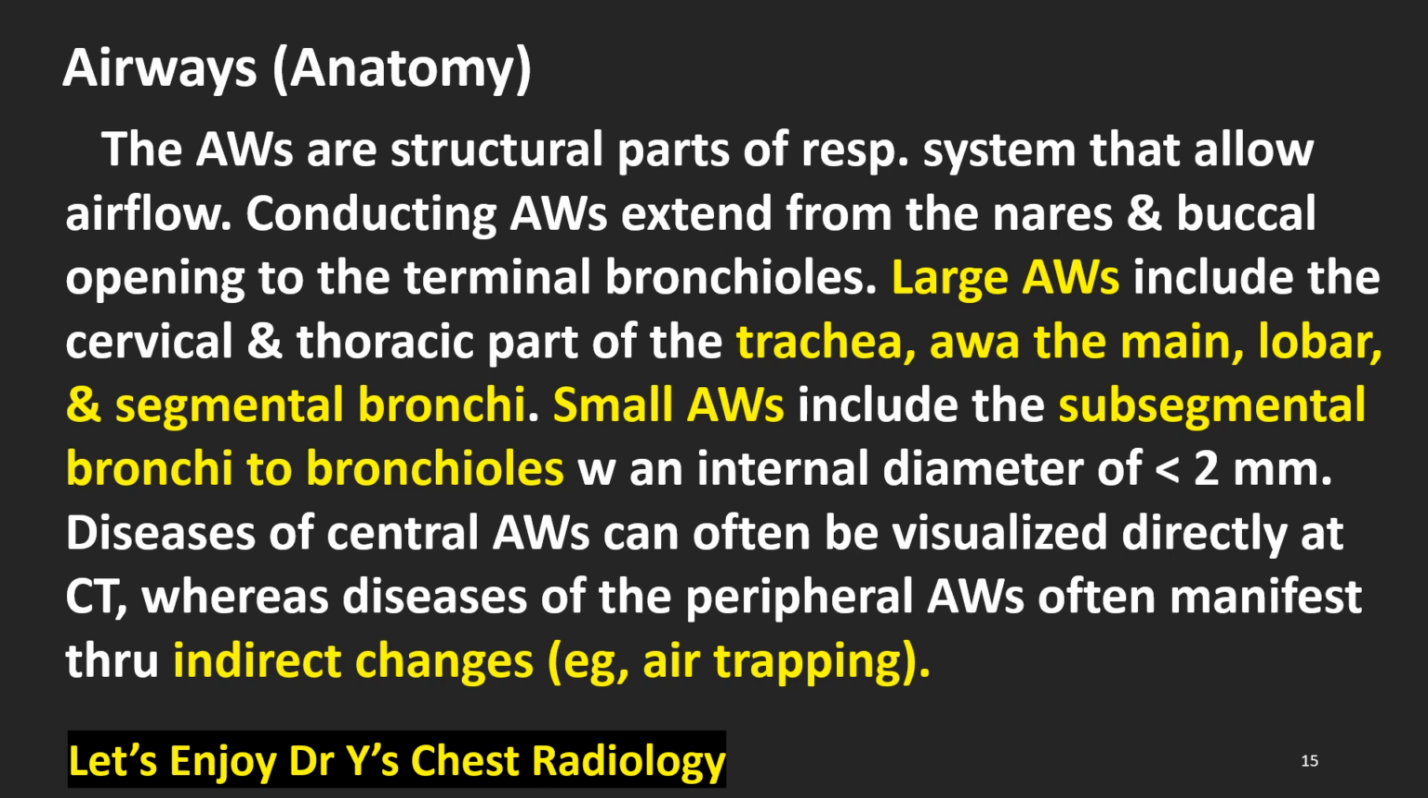Airways anatomy. The airways are structural parts of the respiratory system that allow airflow. Conducting airways extend from the nares and buccal opening to the terminal bronchioles. Large airways include the cervical and thoracic parts of the trachea, as well as the main, lobar, and segmental bronchi. Small airways include the subsegmental bronchi to bronchioles with an internal diameter of less than 2 mm.